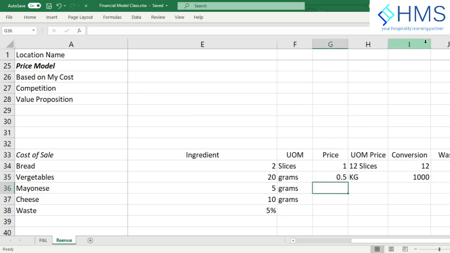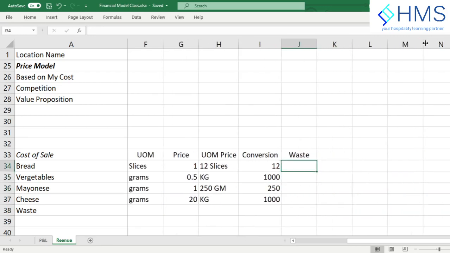Let's say mayonnaise is also coming in a 250-gram packet, right? It's a 250-gram bottle, and it costs us $1. So the conversion for this one is going to be 250. Then you have 10 grams of cheese. The cheese is also coming by kilogram. It costs, let's say, $20 per kilogram, and the conversion is 1000. So now you have the unit of measurement, and then you also have some waste.